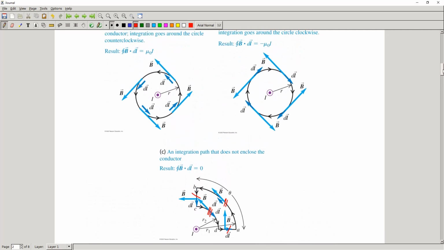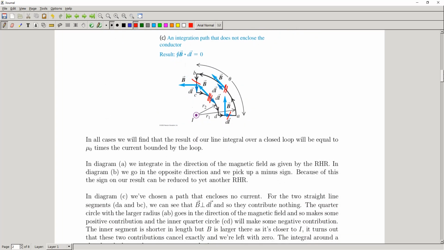And really, we don't have to remember them as two separate facts, because if you think about this I as not just some current, but some enclosed current, then here we're enclosing current, and these are non-zero. Here we're enclosing no current, and it's 0. And that's the way we're going to write down Ampere's law here in a second.